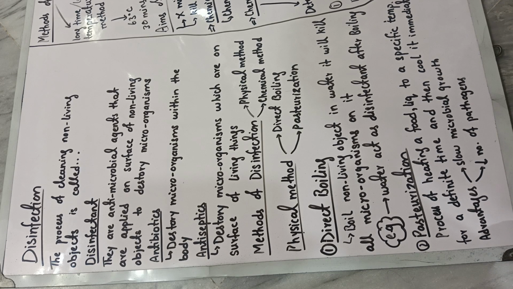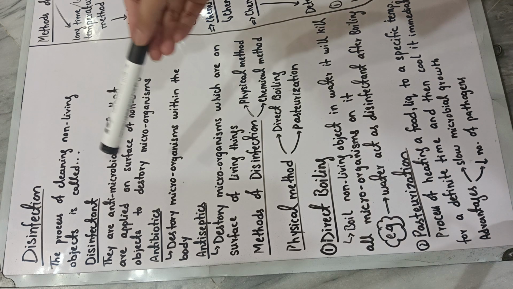So this is me Alia Wahid, and in this video we are going to start a new chapter of microbiology, and this chapter is about disinfection. In the previous lecture we discussed sterilization, all the types of sterilization, physical method, chemical method, and how to sterilize with the help of heat and with the help of radiation. So in this lecture we are going to start the second method of killing microorganisms, and this method is called disinfection.